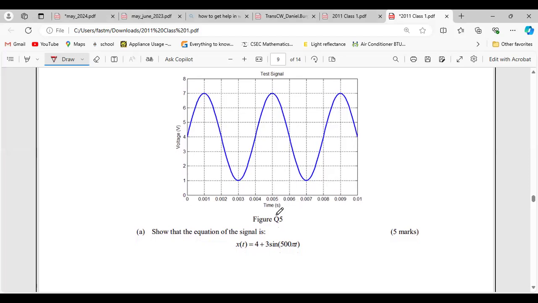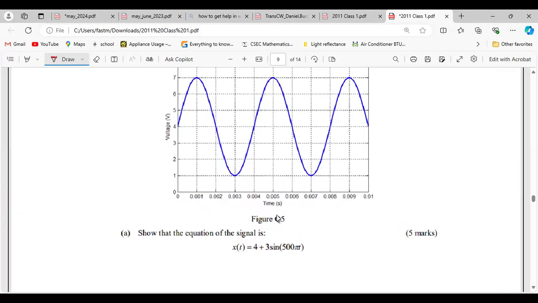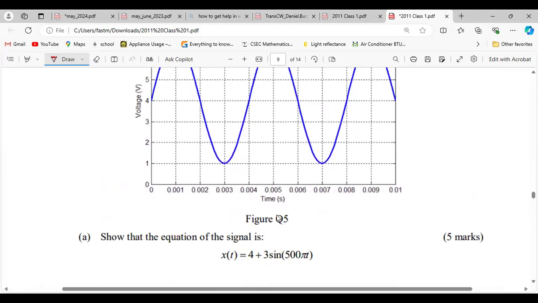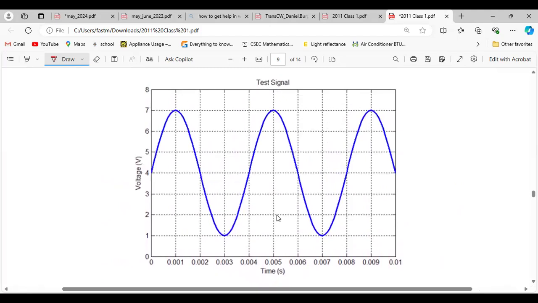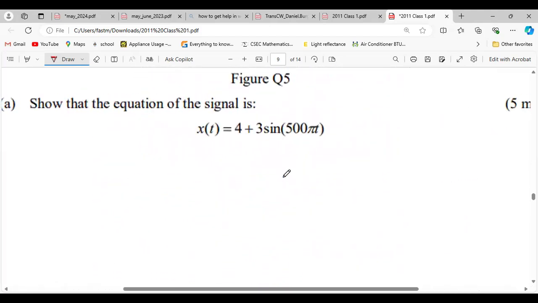All right. Anyway, look at this question. As always, we learn some laws. We have a graph, and they want us to show that the equation of the signal is this. So we have to break down this signal. We have a 4, we have a 3, 500 pi t. We could now rewrite this in a better form.